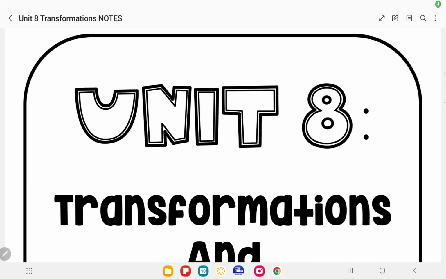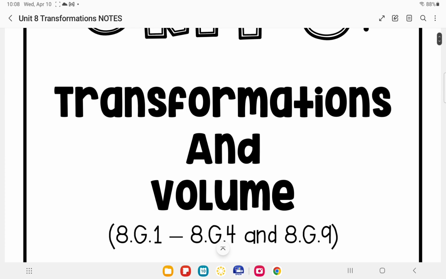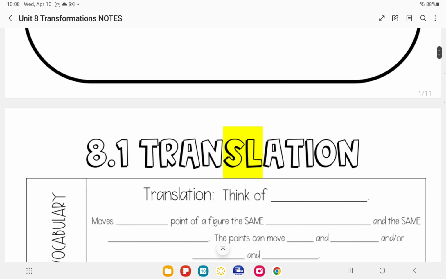This is the beginning of Unit 8, Transformations, and then we'll spend a little bit of time on volume formulas. And the reason we've been doing stuff with circles is because it's what's coming into play with our volume formulas. Today we're going to be working with translation.